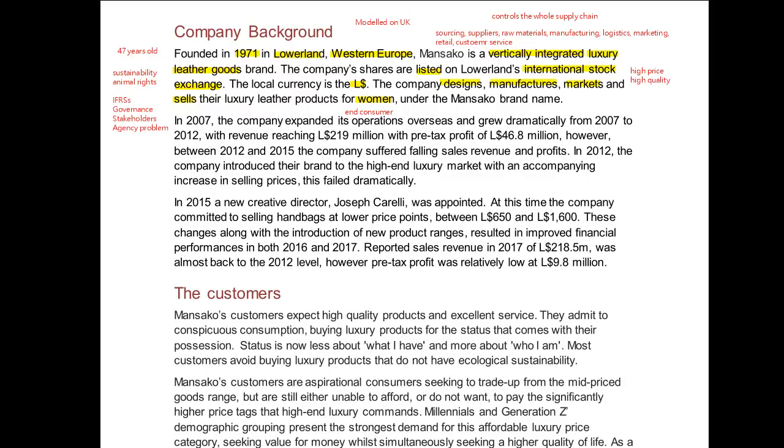And then finally, they sell their luxury leather products for women under the Mansako brand. I'm probably going to say this name wrong quite a lot going through this video, because to me it looks like it should have an N in it before the K, and my brain is telling me to say that, but it's Mansako. Let me try to make sure I say that right for the rest of the video series.